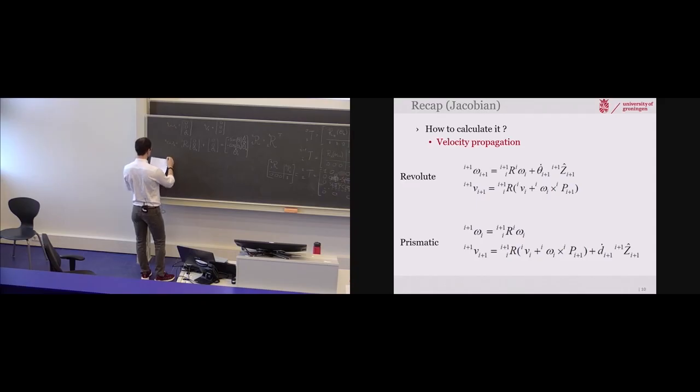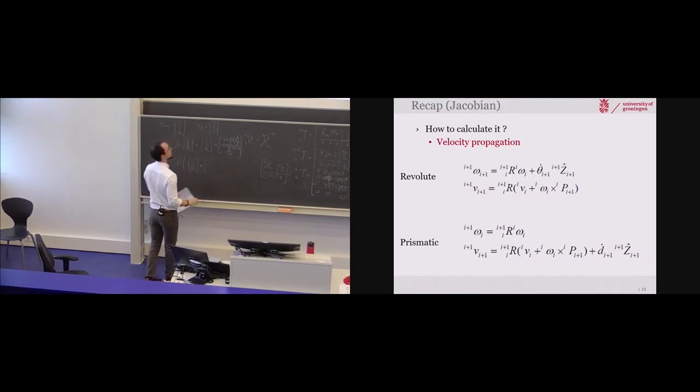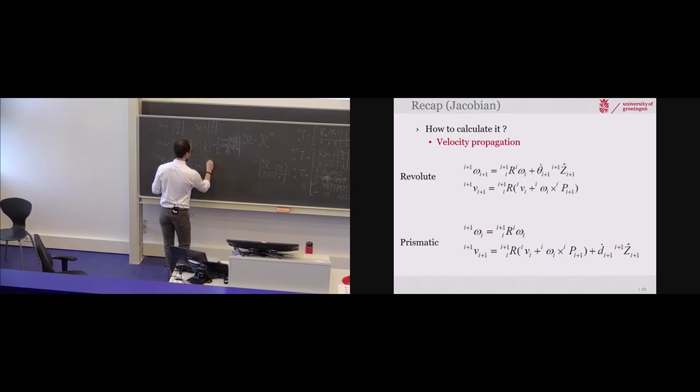Okay? So in this case, we have that V2 is equal to, once again, R21, so the same matrix as before, and then we have all zeros, so we don't even write it, and then we have to do the cross product between 0, 0, theta 1 dot, and the vector that connects the axis, the frame I to I plus 1. In this case is 1, 0, 0. Okay?